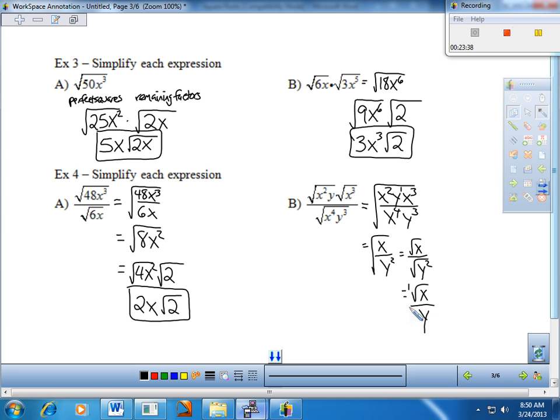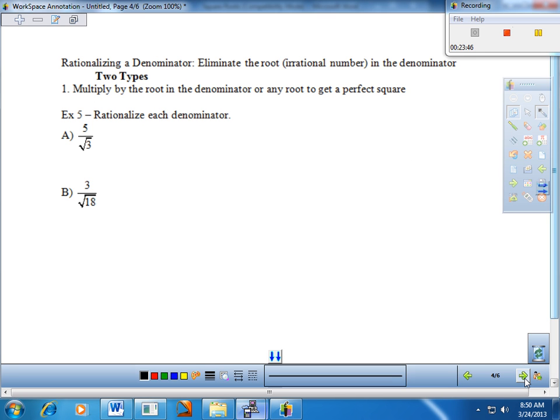Okay. Nice. So you get to really play around with it just based on what you see. Putting things together, breaking them apart according to the product and quotient properties.